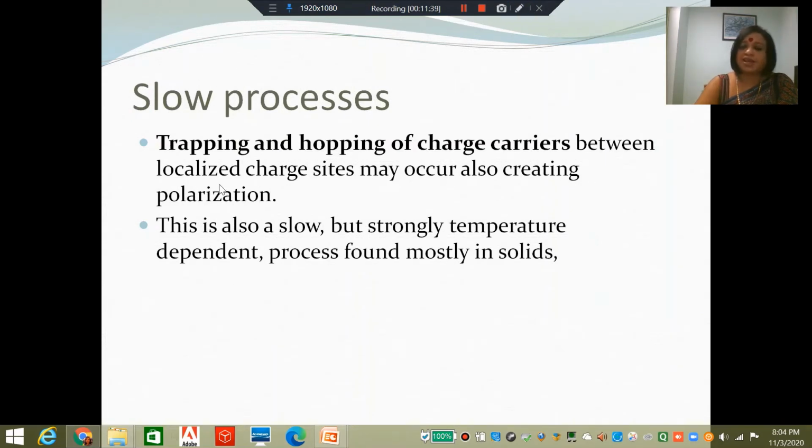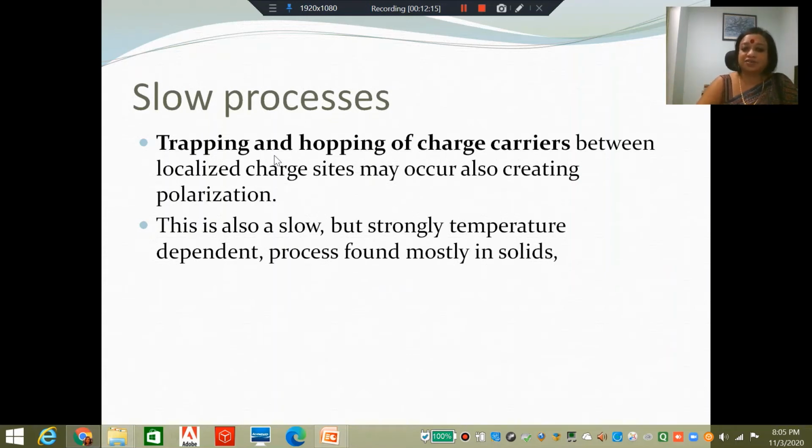And this is a very slow process. Not only is it a slow process, it is also strongly temperature dependent, and these processes are found mostly in solids. You can imagine why it would be temperature dependent. When you apply temperature to the material, they acquire more energy. So these charge carriers that we are talking about, which tend to hop from one place to another, have more energy, and they are more willing to move around rather than occupy a particular position. Or if you already have trapped charges, they will tend to detrap and move to new sites.